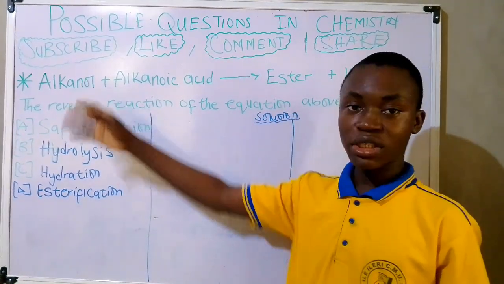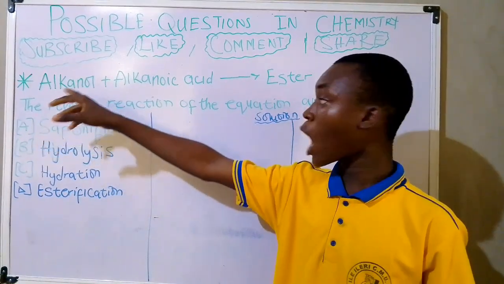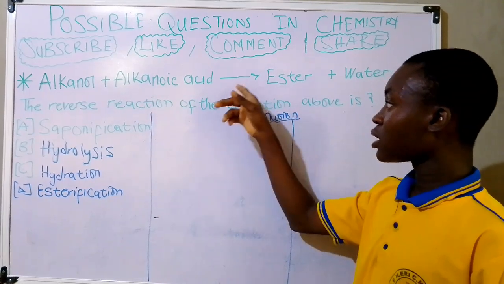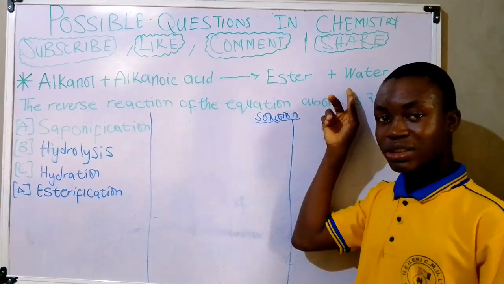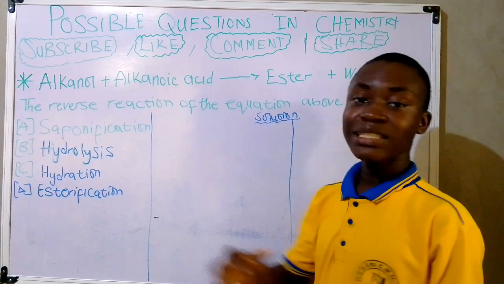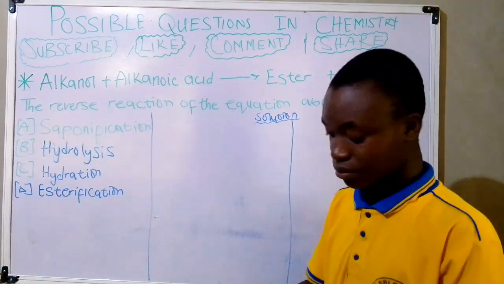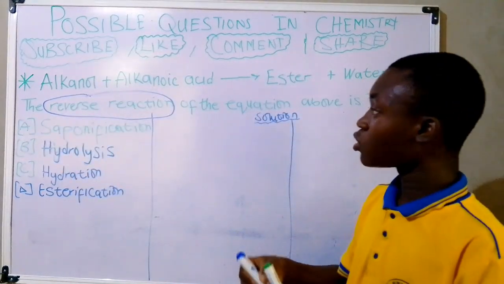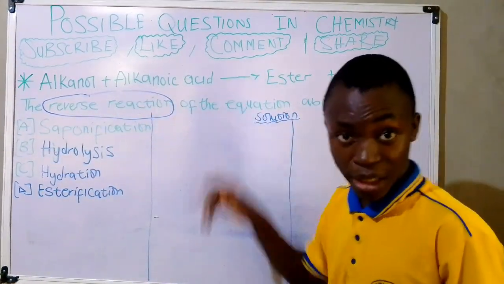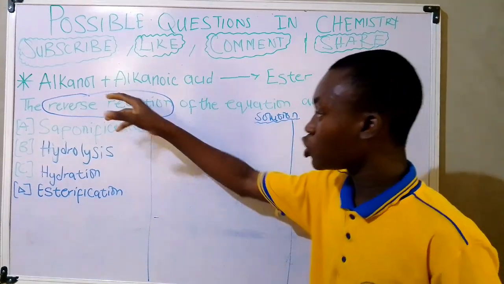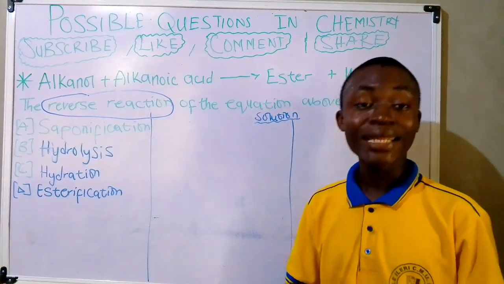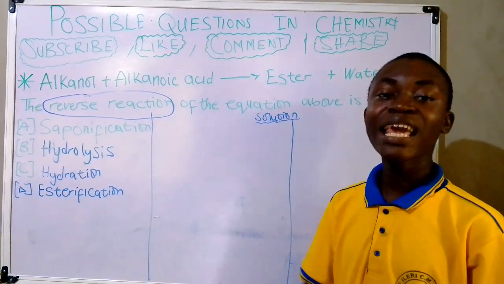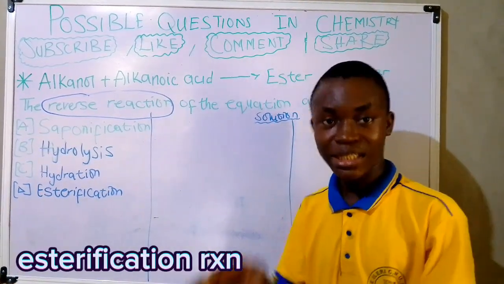Now for the question, we have the reaction between an alkanol plus an alkanoic acid giving ester plus water. They ask us to find the reverse reaction of this particular equation written up here. It should be noted that the reaction between an alkanol and an alkanoic acid is known as an esterification reaction. That's simply the reaction.